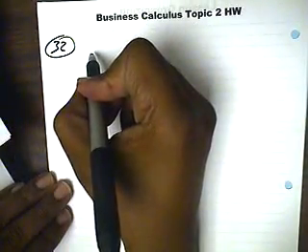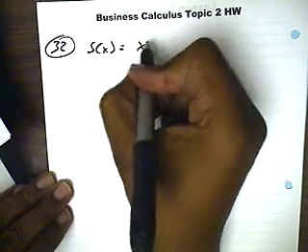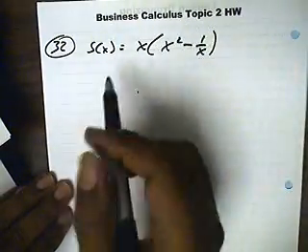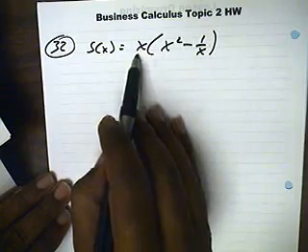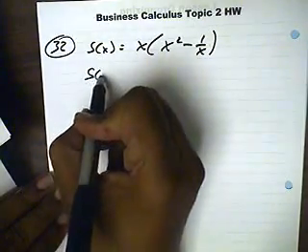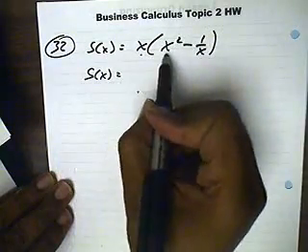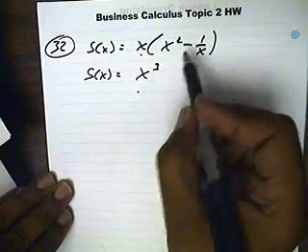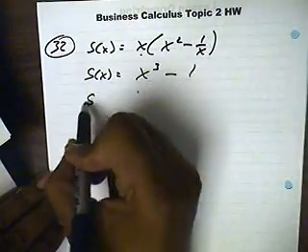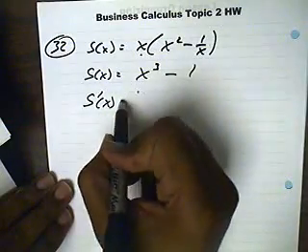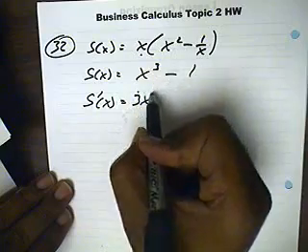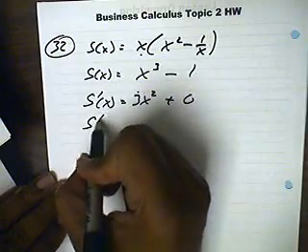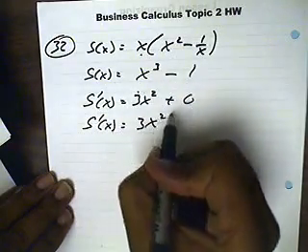On 32, our function is s of x equals x times x squared minus 1 over x. We want to use power rule, but the problem is we have a product. So I'm going to distribute my x. x times x squared is x to the 3rd power, and x times 1 over x is x over x, which is minus 1. Now I'll take the derivative. The derivative of this will be 3x, and subtracting 1, we get 2. The derivative of a constant is always 0. So the derivative will be 3x squared.